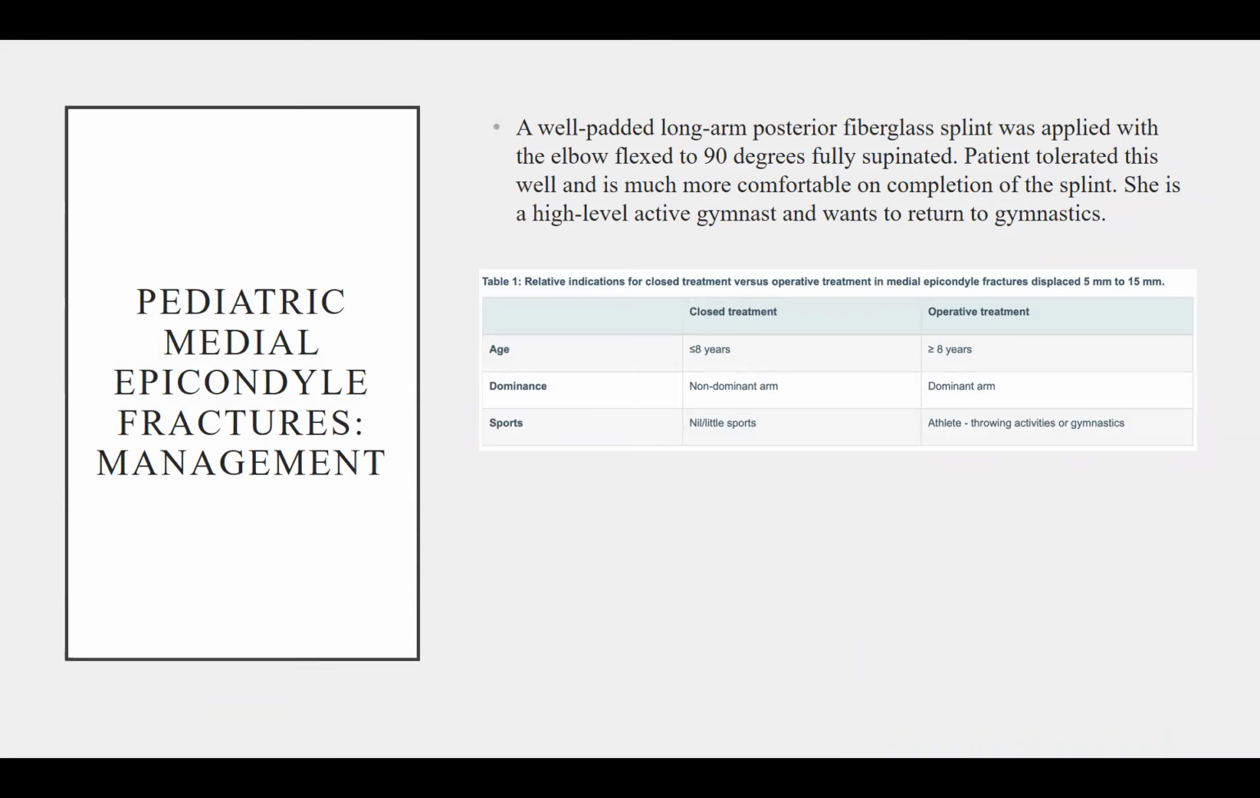Ultimately, consent was provided for an open reduction and internal fixation of the medial epicondyle after discussion with the patient and the family. There were no absolute indications for surgical management, and the absolute indications include the fragment being incarcerated within the joint or open fractures. As previously stated, the amount of displacement, high-level athlete status as a gymnast, and age were all relative indications to operate on this patient with a type 2 medial epicondyle fracture.